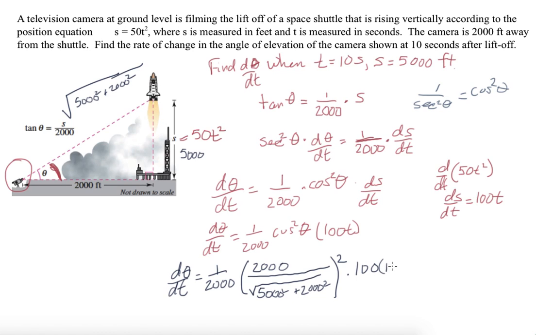So let's change that to a 10. Now we have all our values in there, and we can find that theta is changing at a rate of 0.069. Now we need the units. Since we're talking about an angle here, we're going to say radians per second. Here we found how the angle of elevation of the camera is changing at t equals 10 seconds after liftoff.